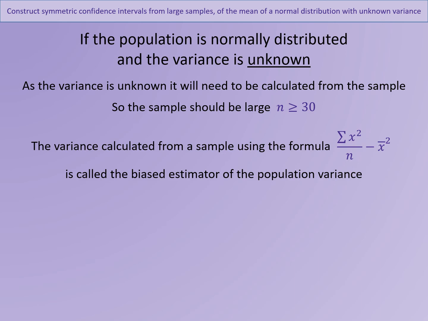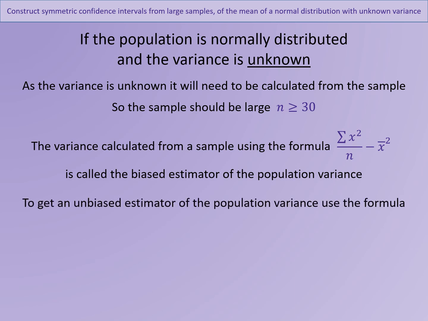So if we were to use the variance of the sample to try to estimate the variance of the whole population, it will be slightly biased. Populations tend to have a slightly larger standard deviation and variance than a sample. If we want to find an unbiased estimator, we need to do a calculation with this variance of the sample.